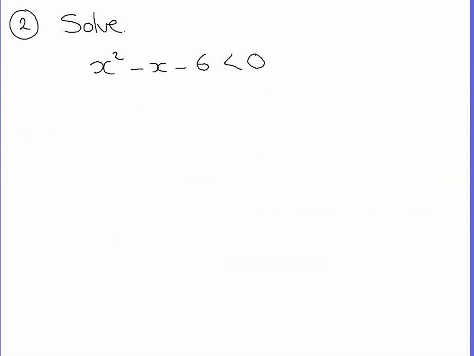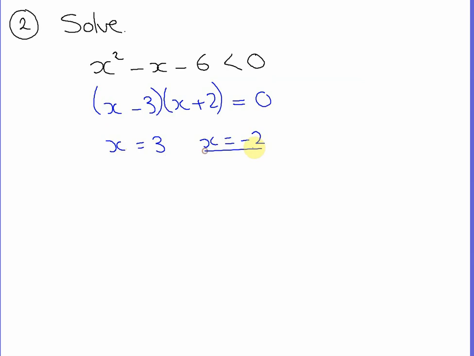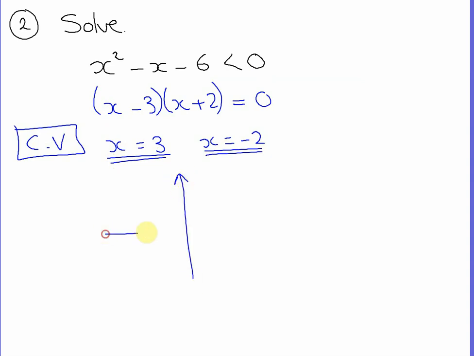So what you have to do is solve it in a normal way, and I'm actually going to change it to an equals. I don't do that when I solve a linear, but I am going to do that when I solve a quadratic. So I get my two values, x equals 3 and x equals -2. And these are my critical values, so always write critical values. You then must do a sketch.